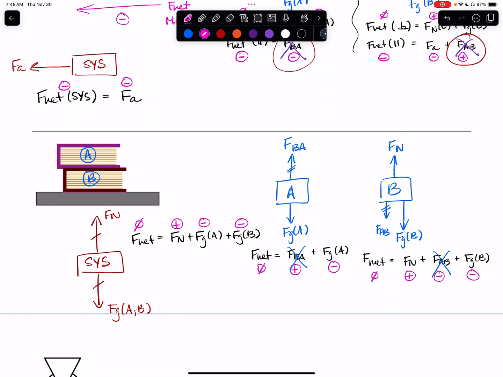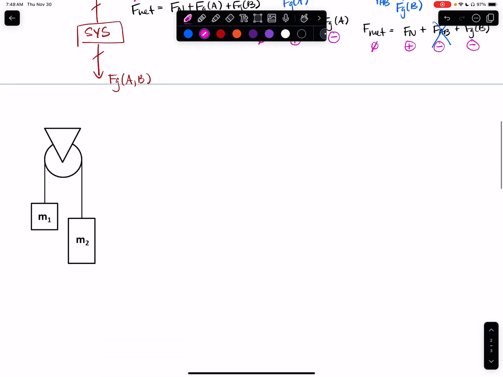Now let's move on to strings and pulleys. Our first example shown here has a special name. This is called an Atwood machine. An Atwood machine is one where we have two masses that are connected via a string over a pulley. So instead of having action and reaction forces because they're touching each other, our action and reaction forces are going to be propagated through the string. So our tensional forces here are going to be equal and opposite. But we'll look at that when we get there.